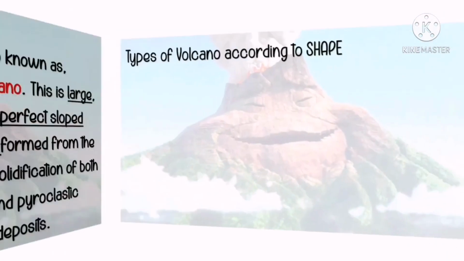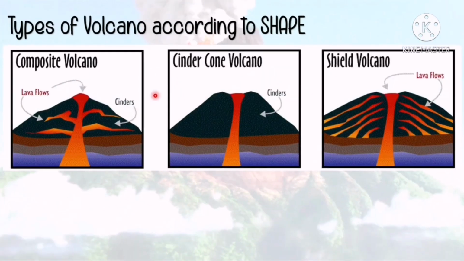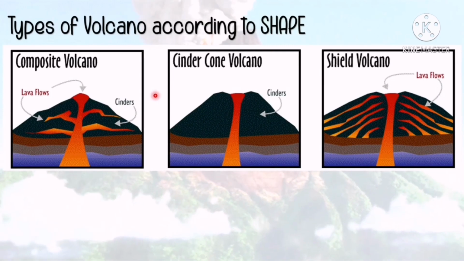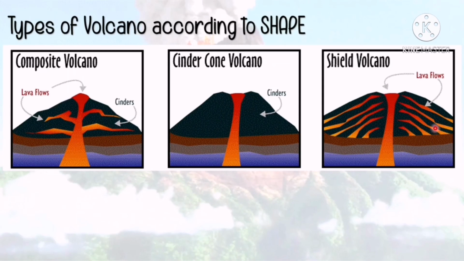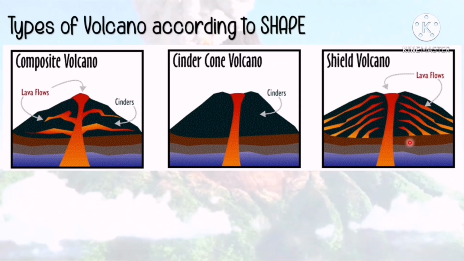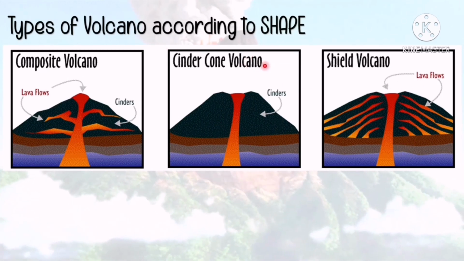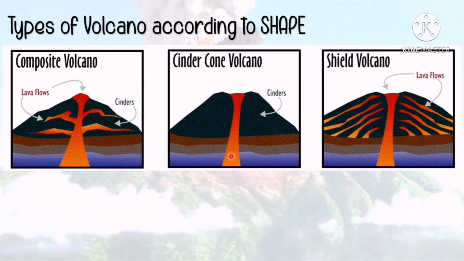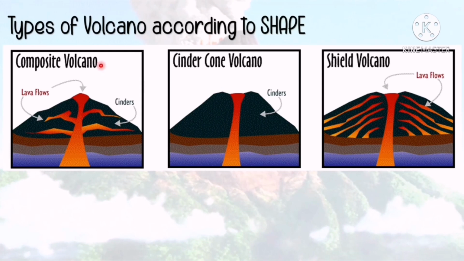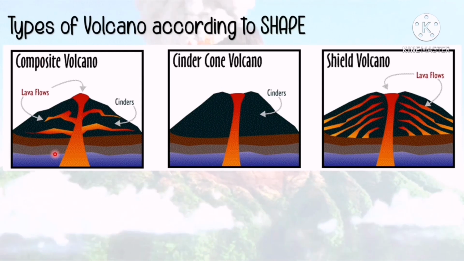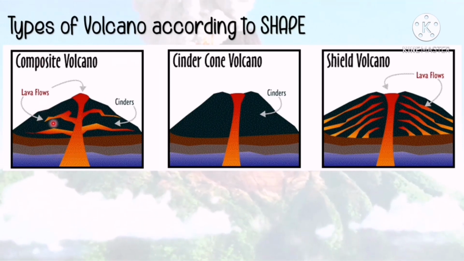And those are the three types of volcano according to their shape. Again, we have shield volcano that is broad and resembles a warrior shield. Cinder cone volcano, also known as scoria cone, has wide craters. Composite volcano, also known as stratovolcano, has a nearly perfect slope structure.